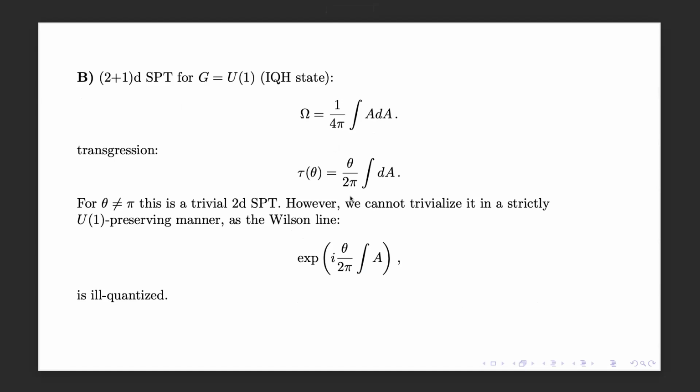Another less trivial example is you can take the integer quantum Hall state, just looking here at the response action, so just a Chern-Simons term with level 1. And you also compute the same transgression and this theta angle. We say it is a trivial SPT in 2D, but you cannot trivialize it in a strictly U(1) preserving manner. What you would like to do is to write this type of Wilson line, which is just this total derivative, will be tau of theta. But as you see, this is ill-quantized because theta is not 2 pi times an integer. So you cannot quite do it.